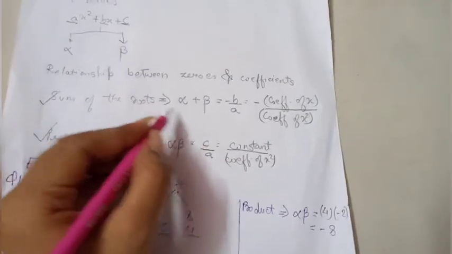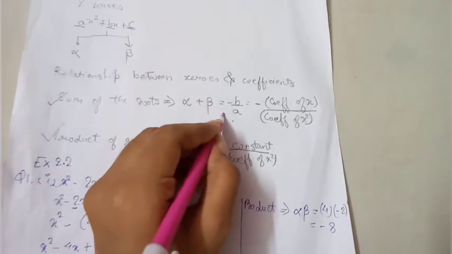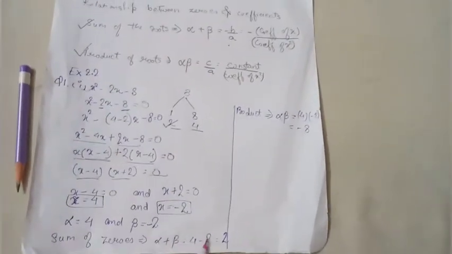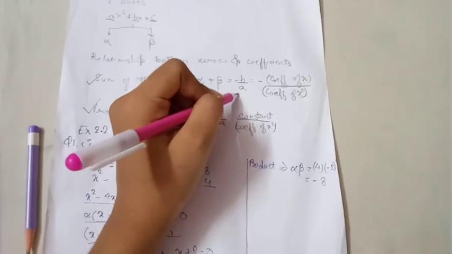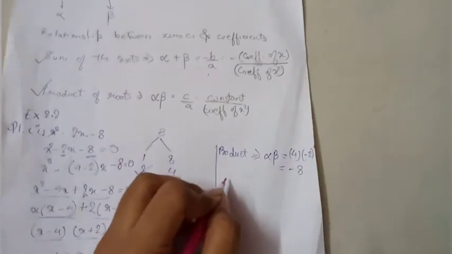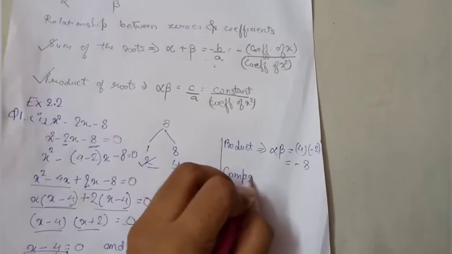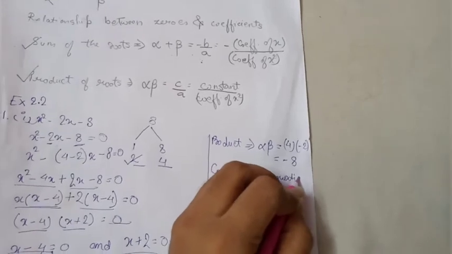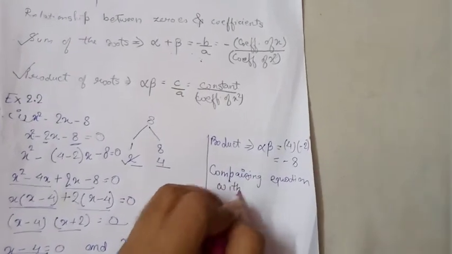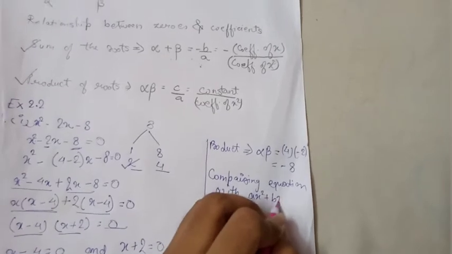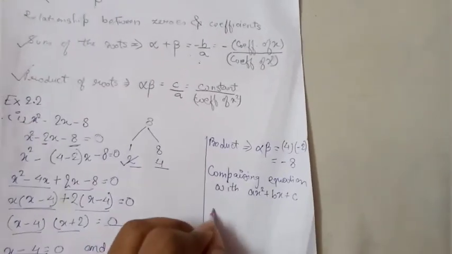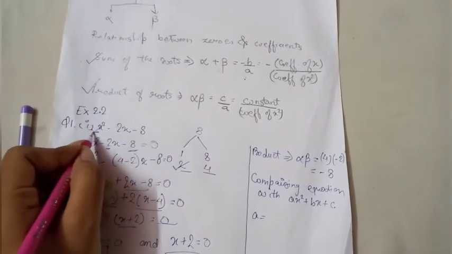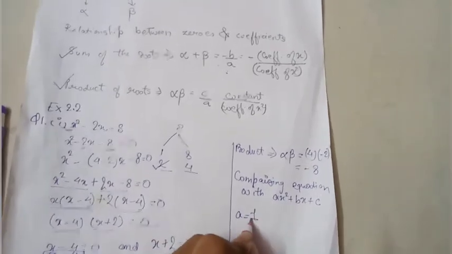So what was the formula? Alpha plus beta is equal to minus b upon a. We got alpha plus beta as 2, so minus b upon a should also give us 2. Let's check. First we need to write, comparing the equation with ax square plus bx plus c. Now we can write a is equal to, as we can see here, 1. Nothing is there, which means there is 1. So a is equal to 1.